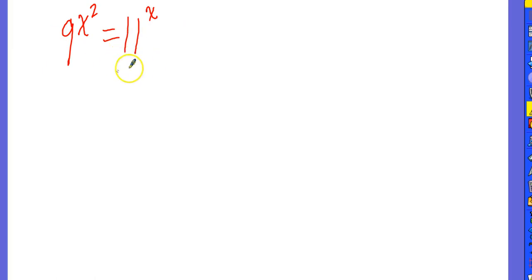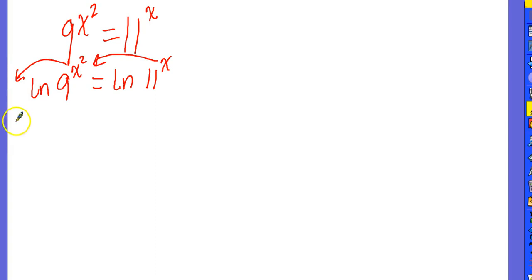So I can't make 11 a base 9. So I can't do that. So I'm going to use the natural log of both sides, because if two numbers are equal, then the natural log of those two numbers is also equal. Then I'll power down using property 7. So x squared times the natural log of 9 equals x times the natural log of 11. That says the power of a log equals the power times the log.